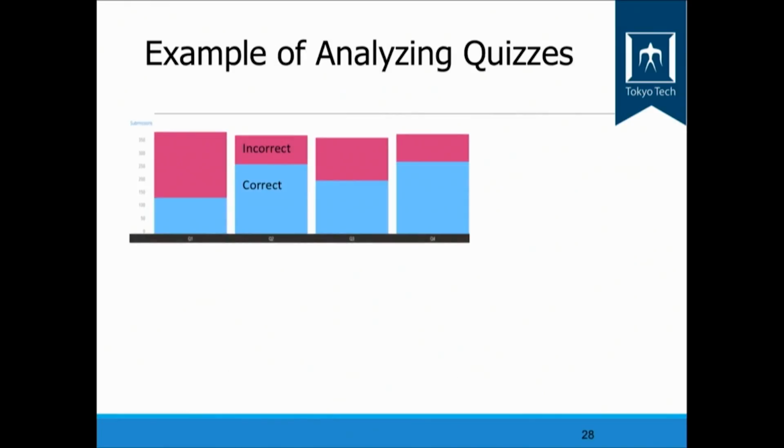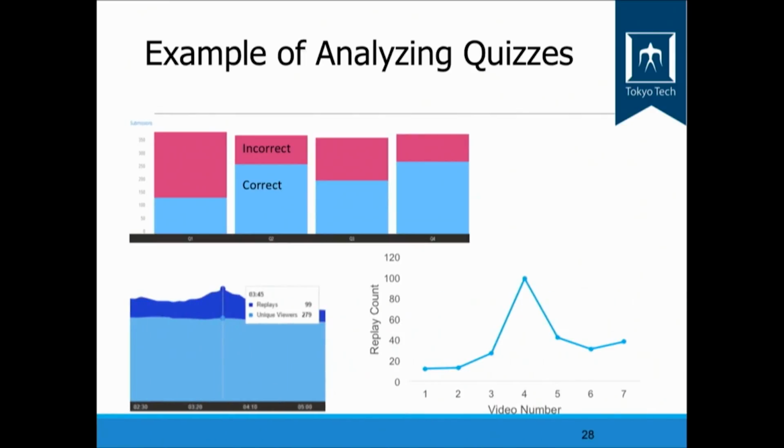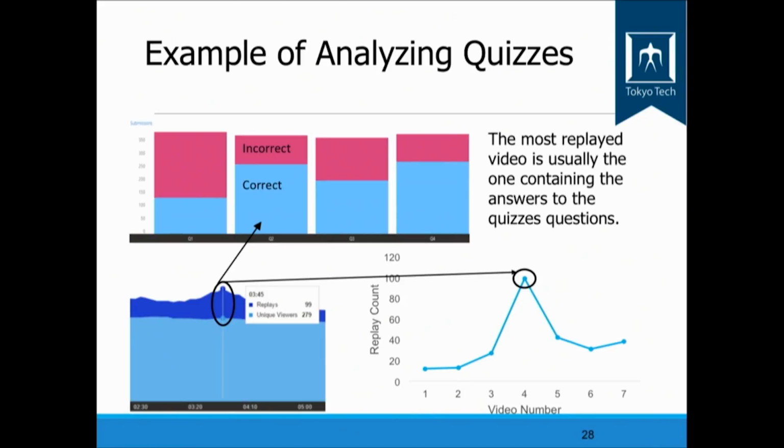So this is an example of a graded quiz from one of the weeks. We drew that, and you can see that video number 4 has a very high replay rate, which is the peak in the blue one. We found that this particular minute, this particular part of the video, has the answer to this particular question in the graded quiz. We found similar graphs in other videos, which showed us that people most probably replay the video to answer the quiz's questions.